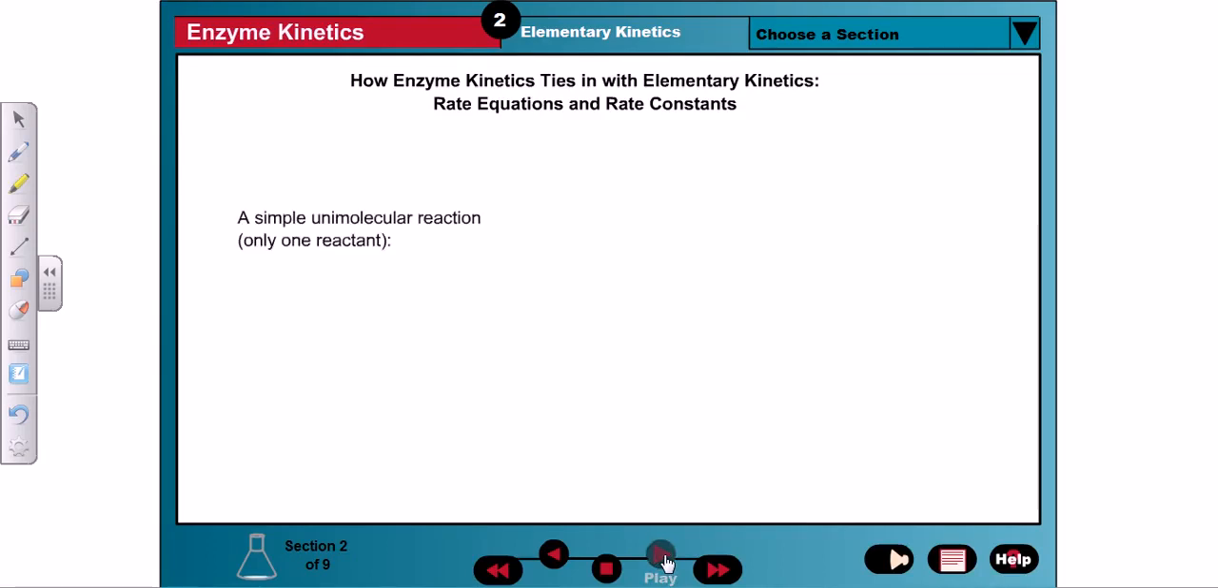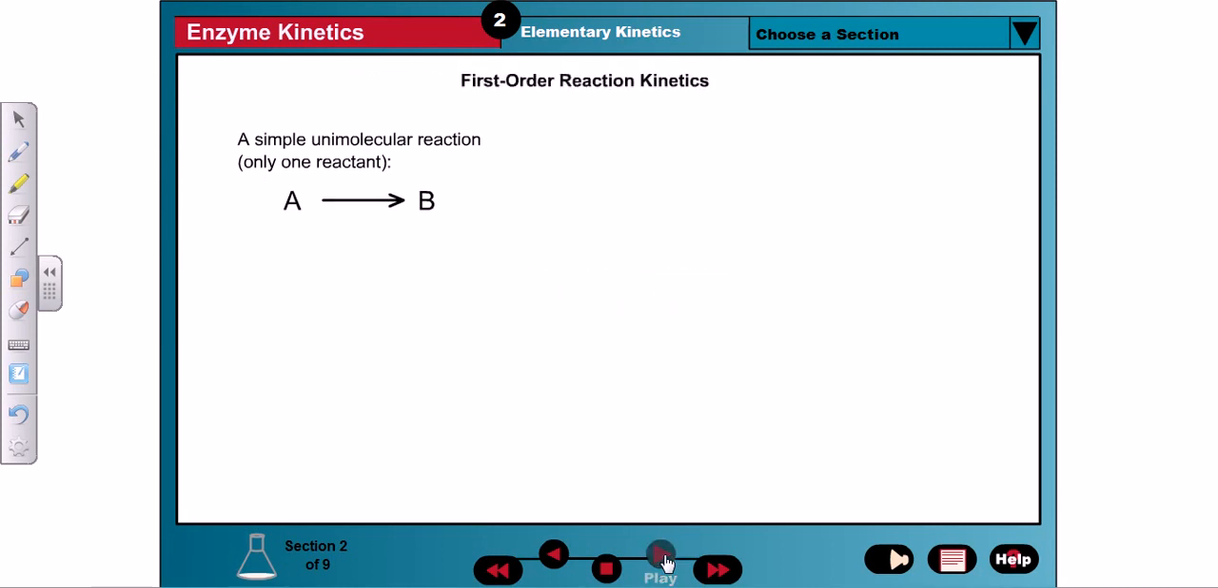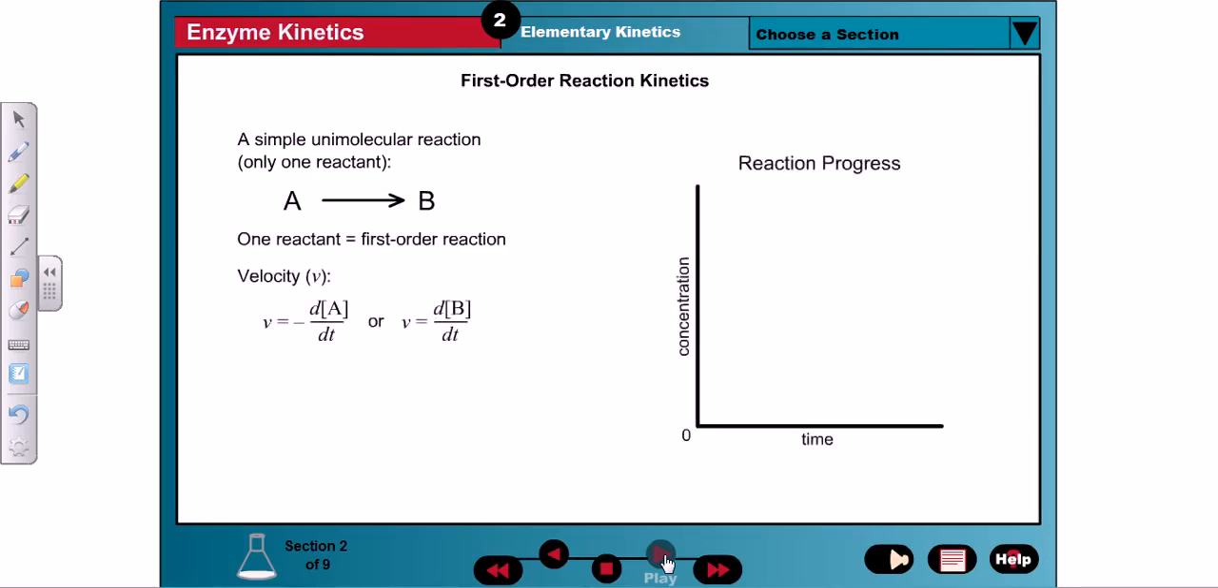Let's begin with a simple reaction, a unimolecular reaction that can be described as A being converted into B. Recall that since there is only one reactant, this is a first-order reaction whose rate or velocity can be described as the disappearance of the reactant over time or the appearance of the product over time. The reaction rate is represented by the slopes of these lines and is not constant.